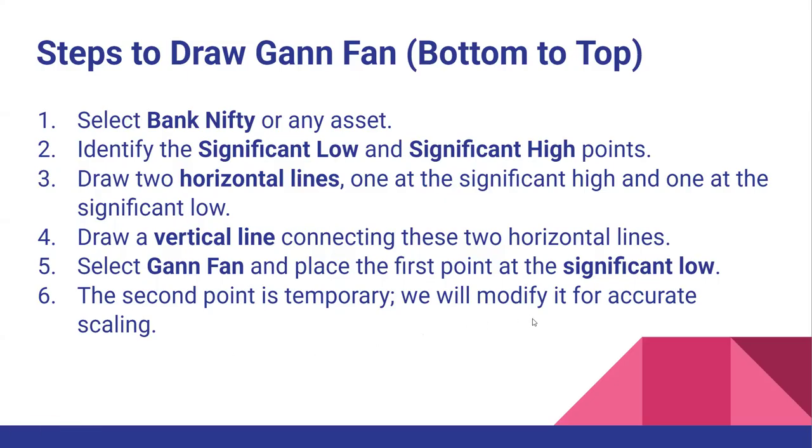So, second point is temporary. We need to modify it for accurate scaling. That is the thing which is most important. After that, we are modifying it for accurate scaling. When we modify it, then the Gann fan will not move and it will give you proper readings.